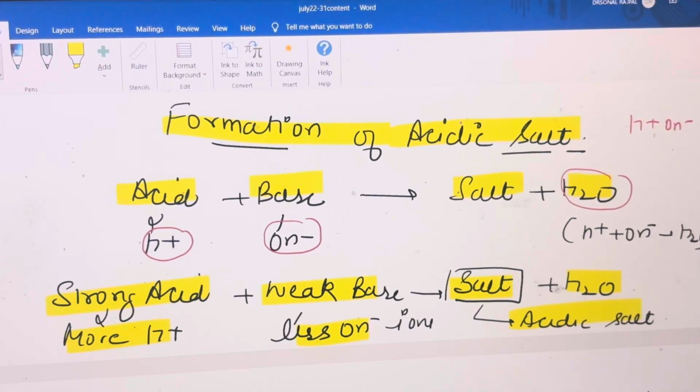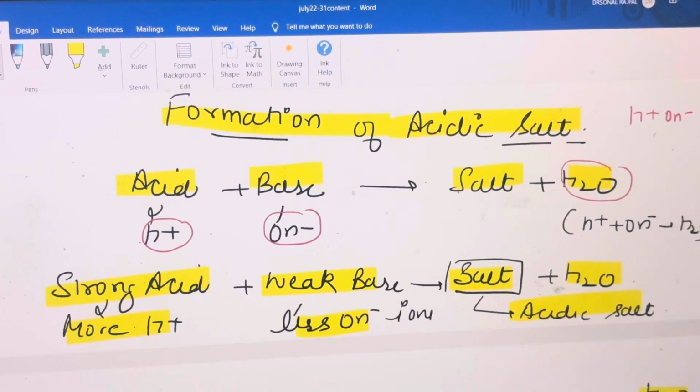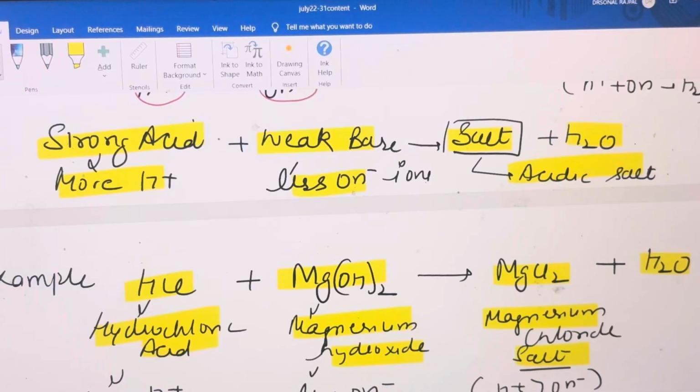And acidic salts, which behave like acid, are made up of strong acid, because that acidic salt is made up of strong acid and weak base.